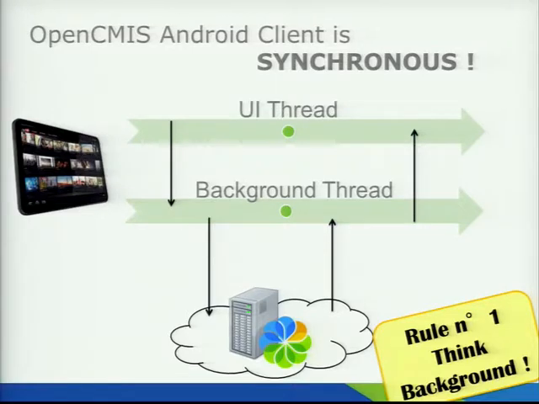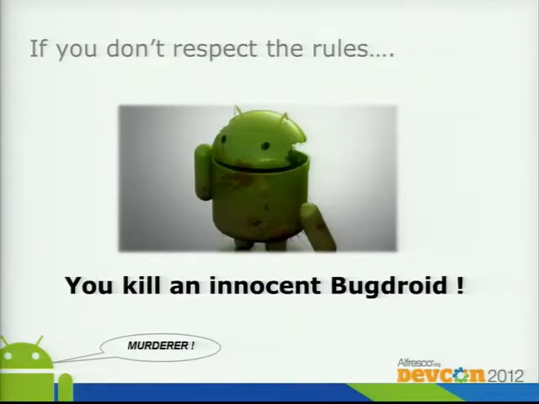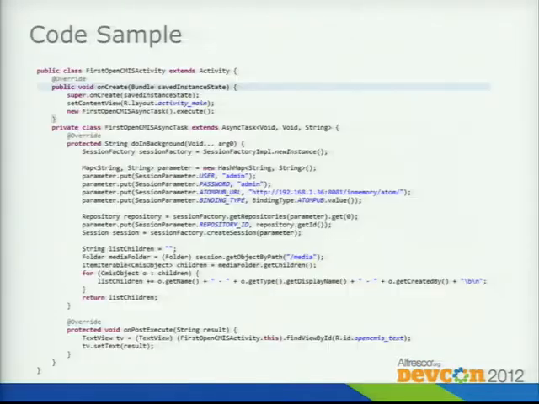Because if you block it, the user experience is not really good. So my first rule when you use OpenCMIS is to sync in the background. And if you don't respect this rule, you kill an innocent Bugdroid. And this is not very good, not very sympathetic.